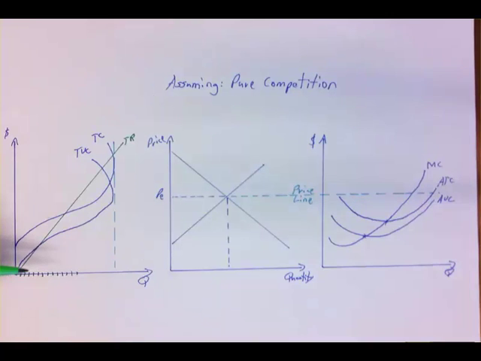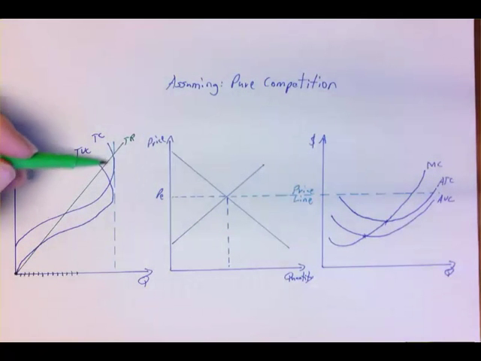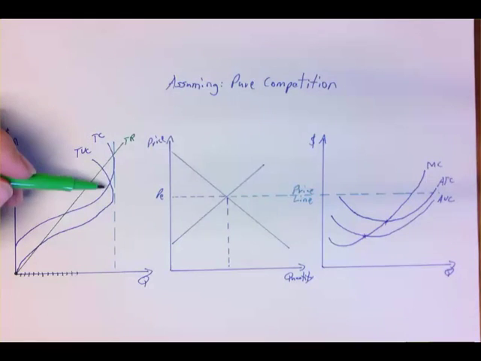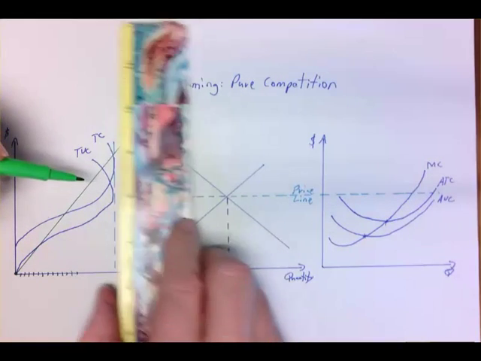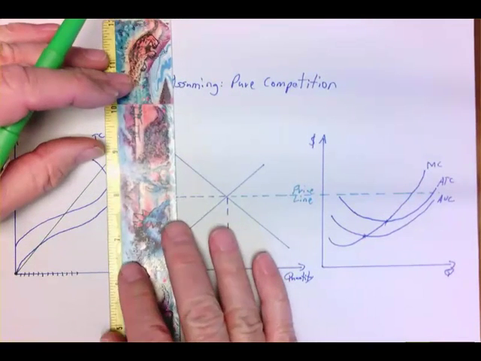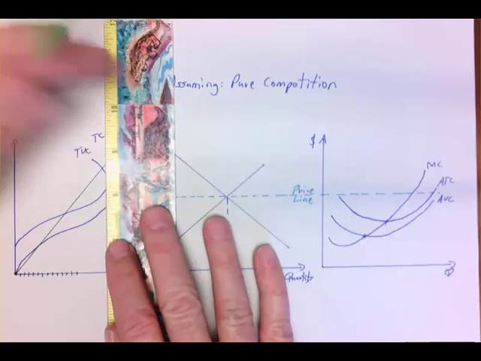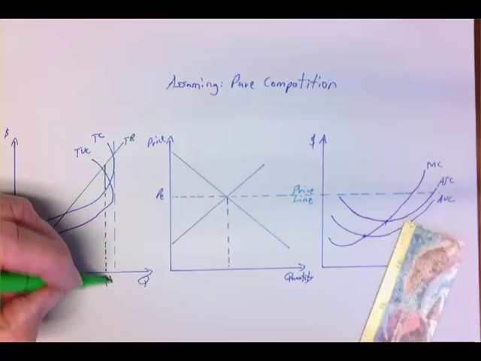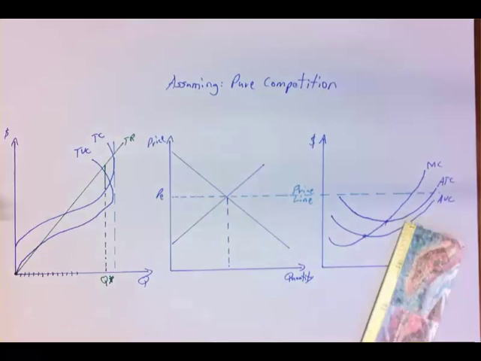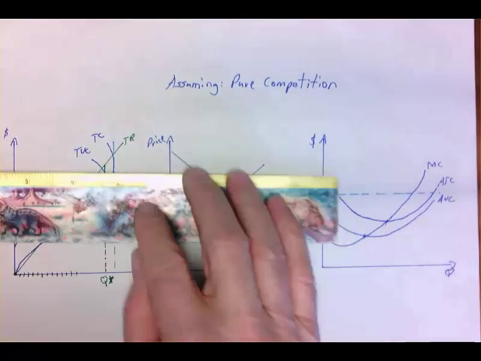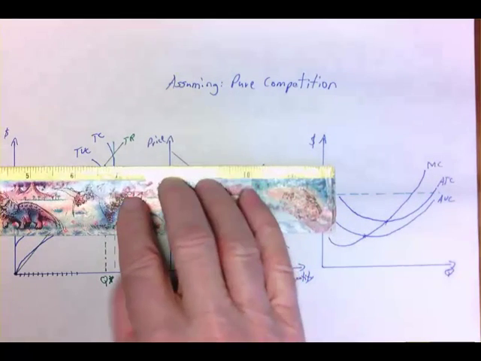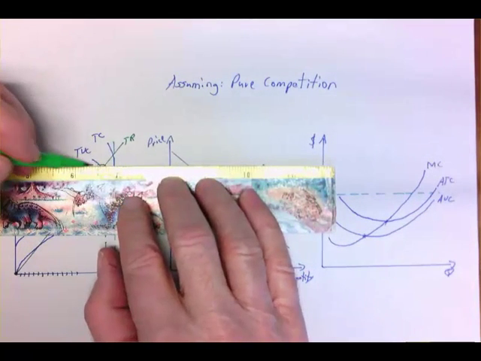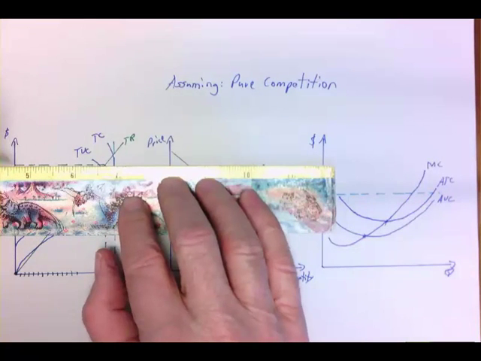And that best output will be where it's the greatest vertical distance between the total revenue function and the total cost function. And these lines are kind of crowded here. That's unfortunate, but I think it's somewhere like this. And this would be Q star, the profit maximizing output. And then of course this over here would be the total revenue that goes with that Q star.